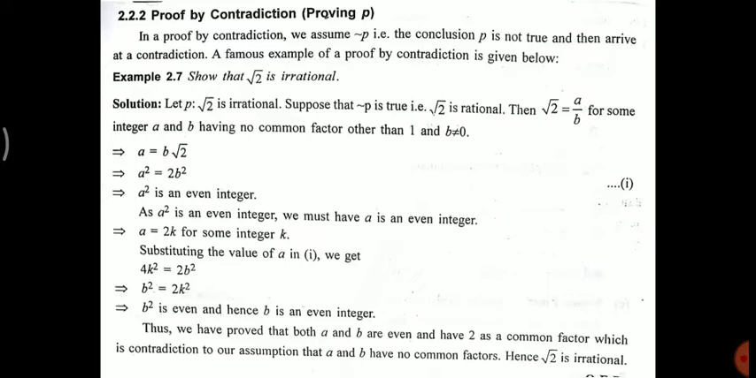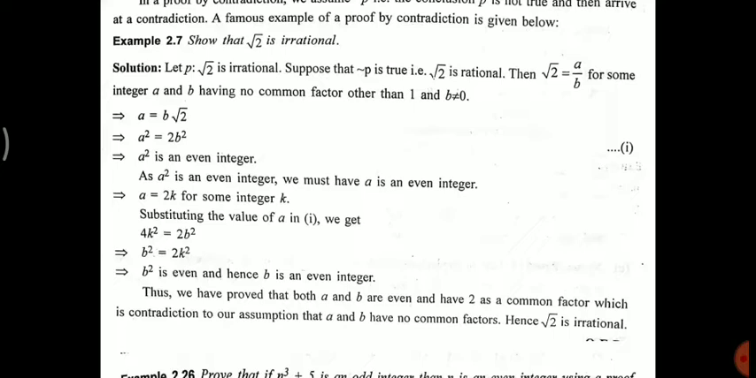A very famous example is to show that root 2 is irrational. How to prove this? First of all, we assume that negation of p is true, that is, root 2 is rational. If it is rational, then root 2 can be written as a by b, that is, p by q form, for some integers a and b having no common factor other than 1. We know that in p by q form, p and q have nothing in common other than 1, meaning their HCF is 1.